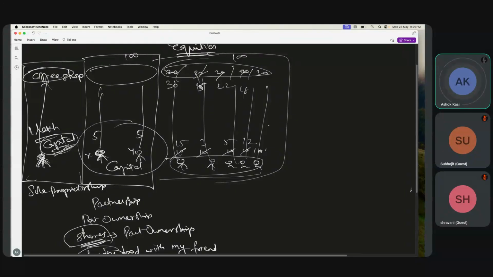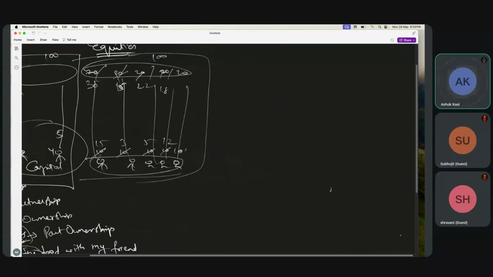Okay, private limited company. Then let's say further, next case, imagine the business is further growing. Now you require maybe something like 100 crores.